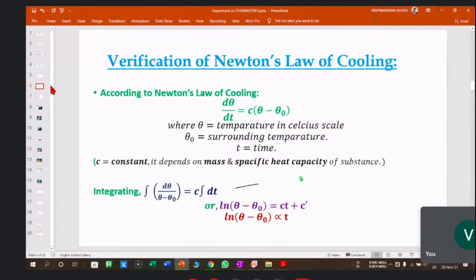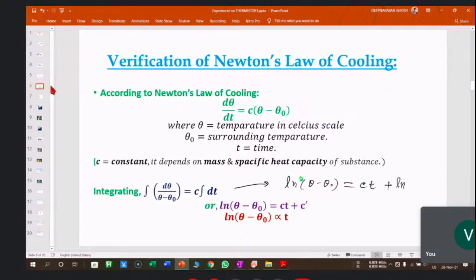Okay, sir, I am going to explain. On the left hand side we get ln (theta minus theta naught), and on the right hand side it is Ct plus C dash. Also, ln of mod of (theta minus theta naught) is not required here, since theta will be more than theta naught, so that is fine.